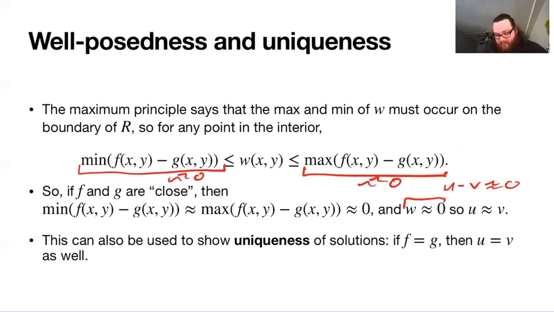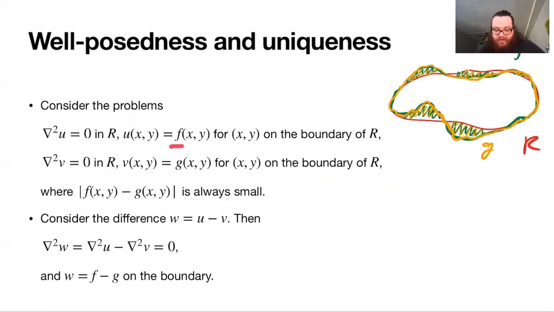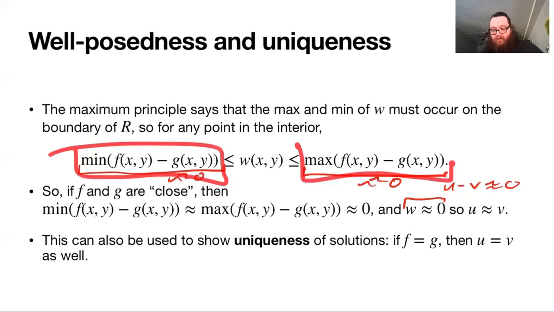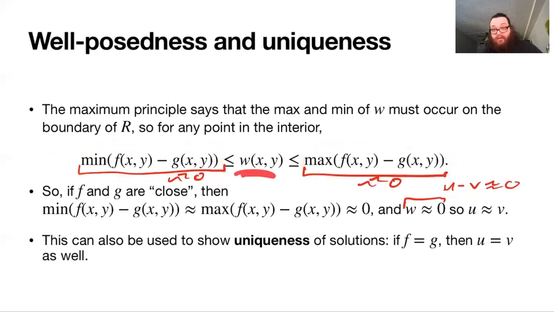Cool. Essentially the same argument works to ask: can you have two different solutions to the same boundary condition? Maybe F is equal to G. Then the question is, can you find a U and a V such that U and V are different functions? The answer is no, because of the same reasoning. If F and G are the same, then this quantity is going to be 0, and this quantity is going to be 0. So W is going to be exactly 0, and so U is going to be exactly V.